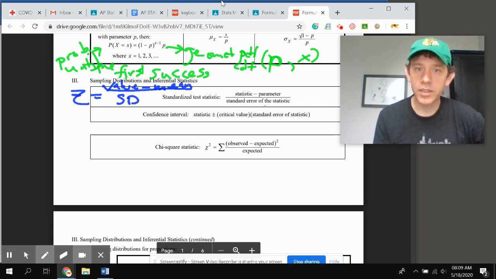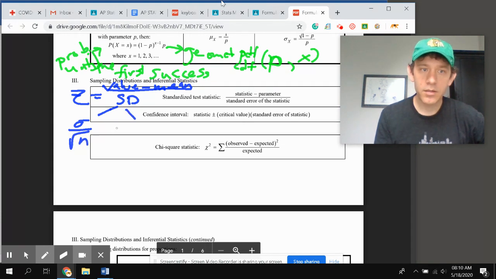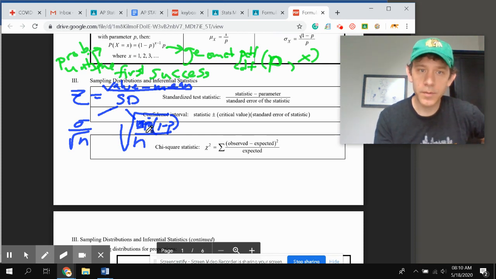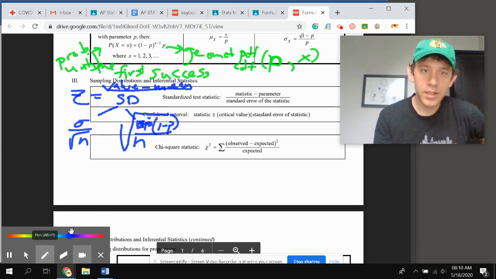And it's different when it comes to a sampling distribution. If it's a sampling distribution for means, the standard deviation would be the standard deviation over the square root of n. If it's the sampling distribution for proportions, it would be the square root of p times 1 minus p, all over n. If it's a regular population, you don't need to use those formulas. Okay, all right, so that's that.